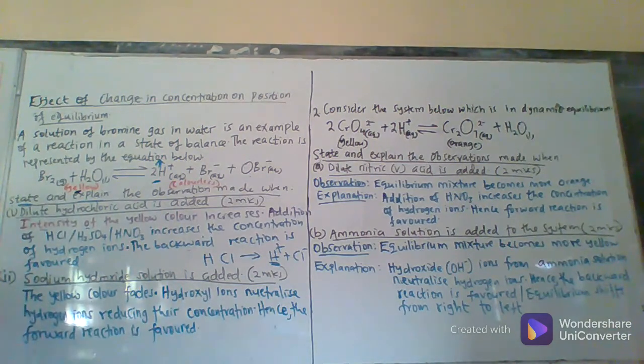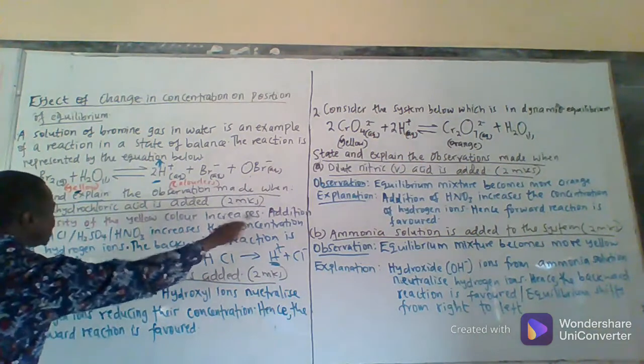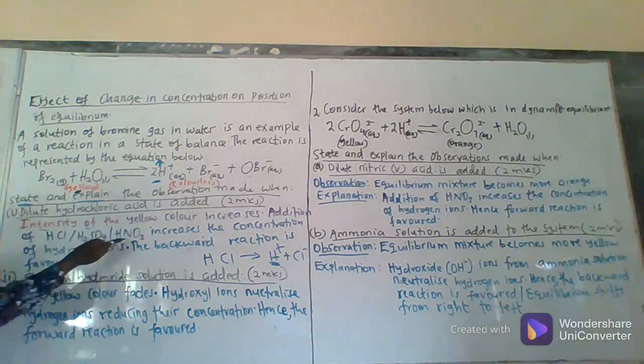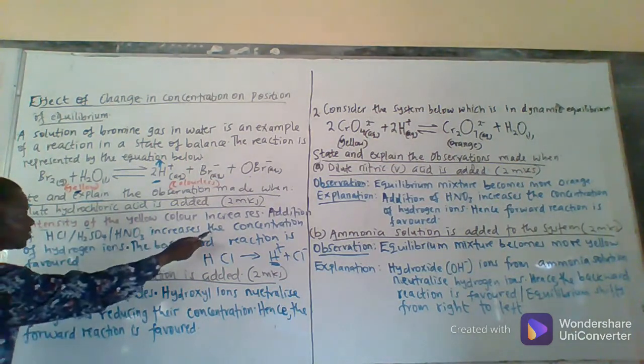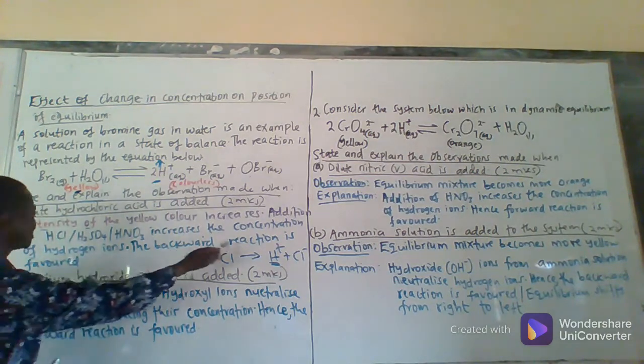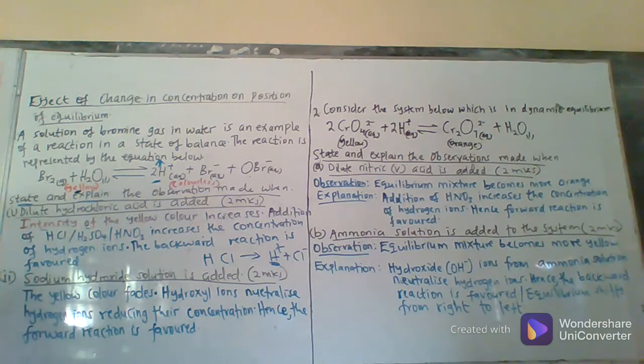Now, after stating the observation, explain that observation. To explain the observation, addition of HCl or any other acid like H2SO4 or HNO3 increases the concentration of hydrogen ions. And because of that, the backward reaction is favored. That is how you are supposed to respond to that question.